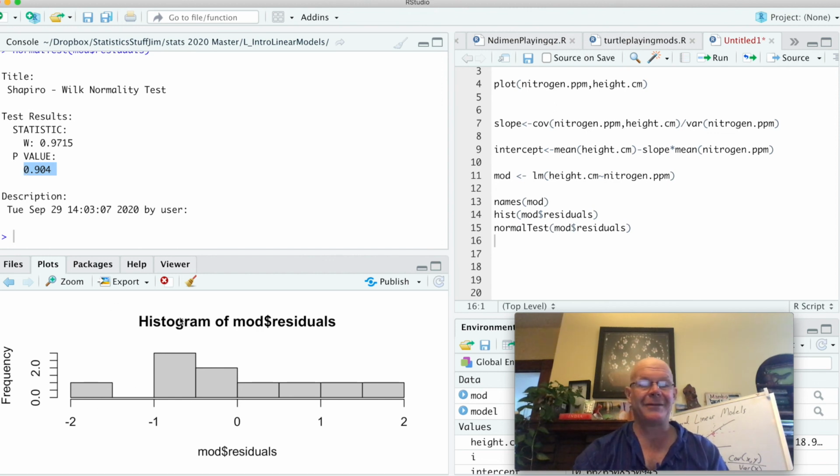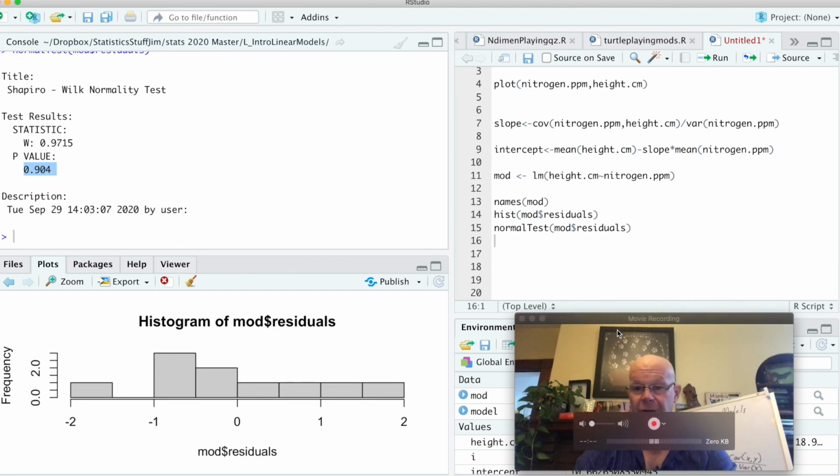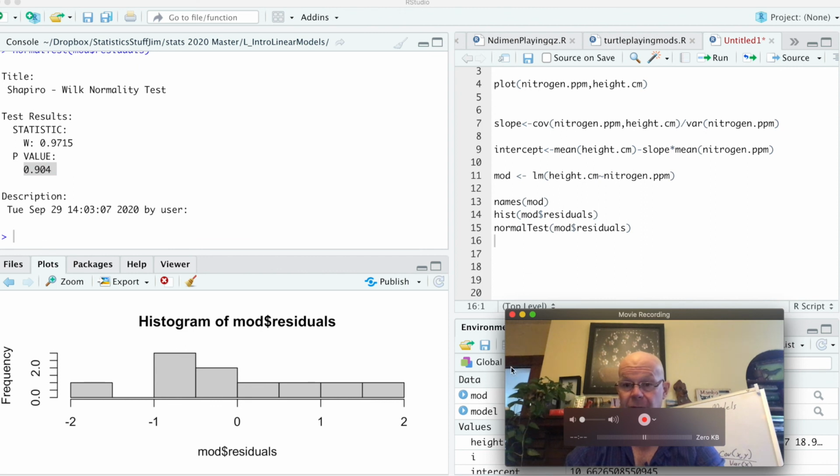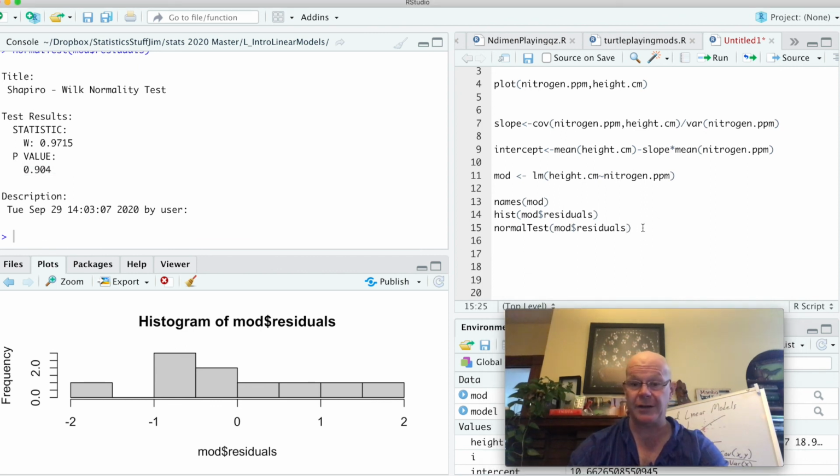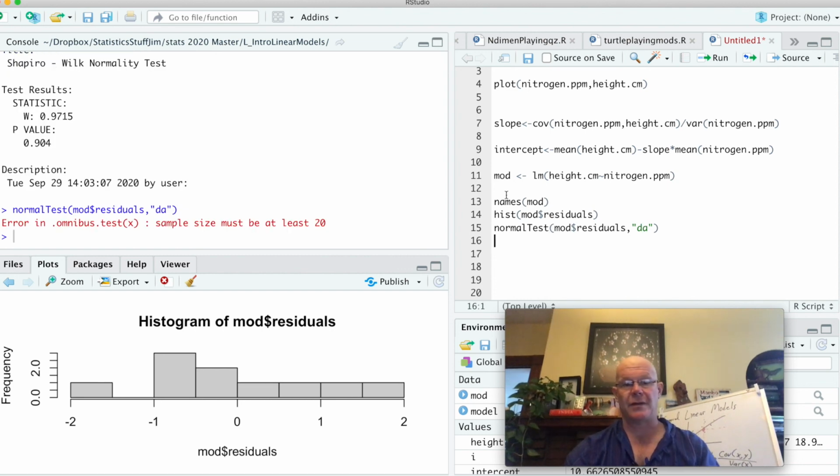Now, we only have 10 observations, so we don't really have all that much flexibility to test for normality. For example, if I were to use my favorite one, the D'Agostino test for normality, we can't even do that because you need a sample size of at least 20. It's just something to get into the habit of, and we'll talk more about quality control in a little bit. But we expect our residuals to be somewhat normal.